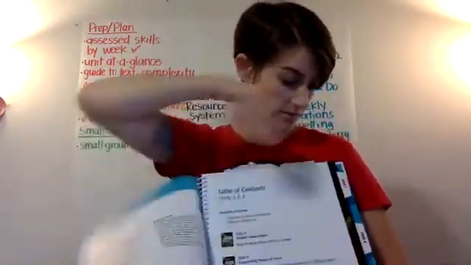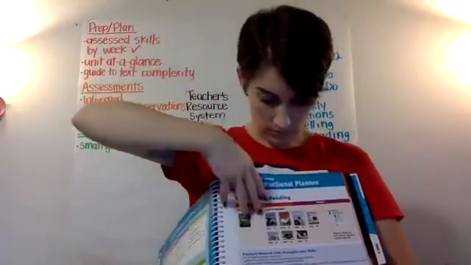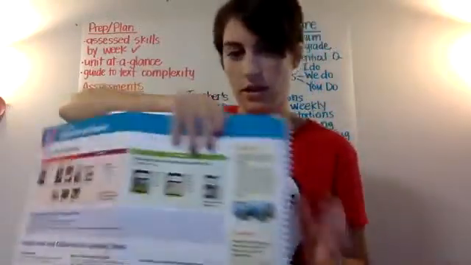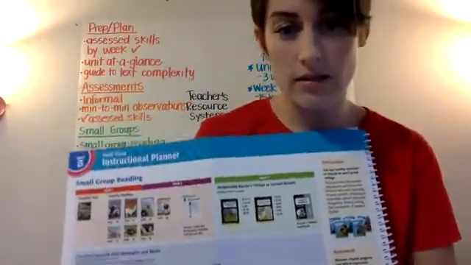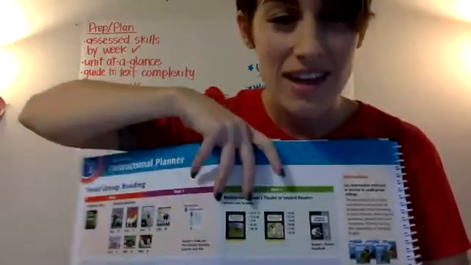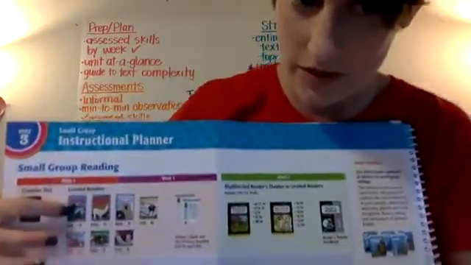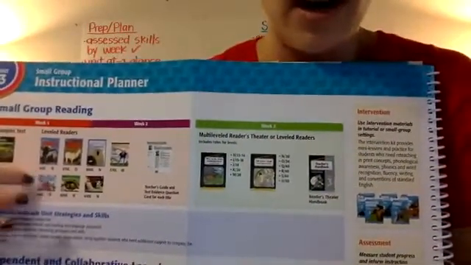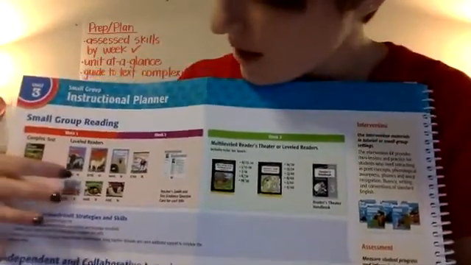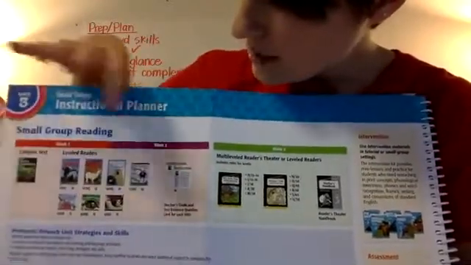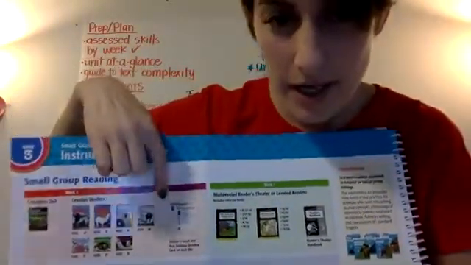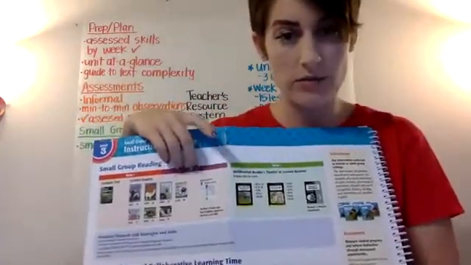So that's what we looked at before. You flip it around. Here's your small group reading. Disclaimer, this is not how I do it at all, but the way that Benchmark has you doing this is week 1, you are working with these leveled readers, and here's the levels, both in Lexile and guided reading level. Week 2, you're working on the text-dependent questions that go with the leveled readers.